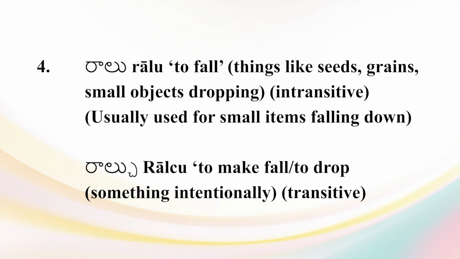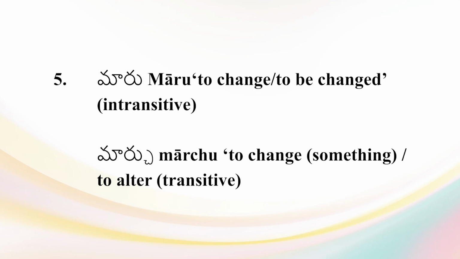Ralu, which means to fall. It is an intransitive form. Usually used for small items falling down. Ralsu, which means to make fall or to drop something intentionally. It is a transitive form. Maru, to change or to be changed. It is intransitive. Marchu, to change something, to alter. It is a transitive form.